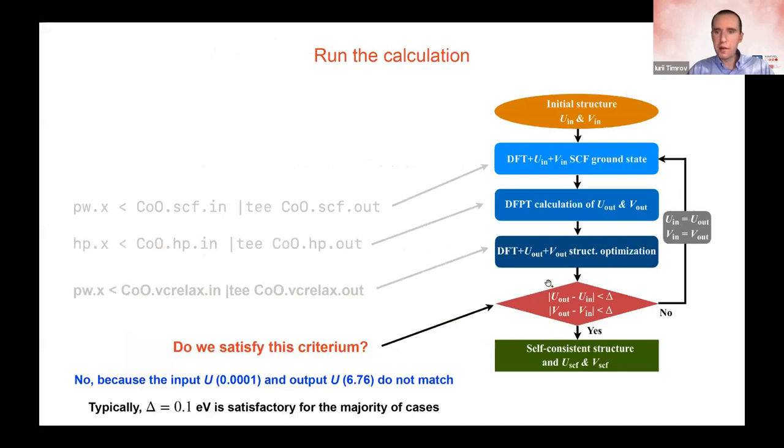we arrive at this step of checking whether the input and output Hubbard U match within some accuracy and whether the geometry changed significantly or not. Our input value of U was essentially 0, while the output is 6.76. And the typical accuracy on the Hubbard U is 0.1 eV, which is very good for the majority of applications. So if we take the difference between 6.76 and 0, we get too big an error. This means we need to go back in the cycle and do one more iteration and see where we come.